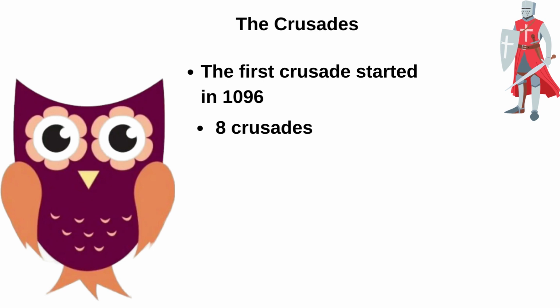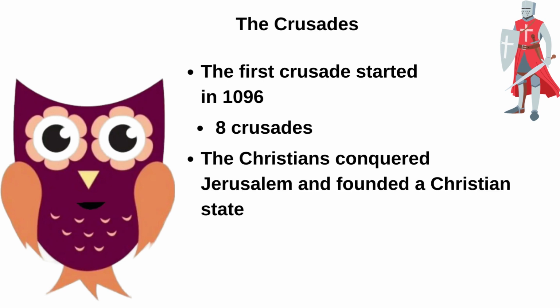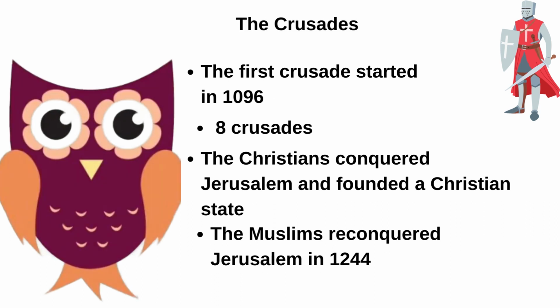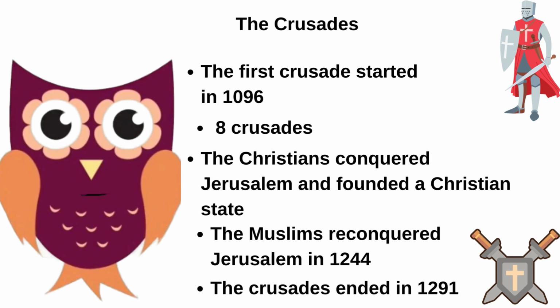The Christians gained control over Jerusalem and founded a Christian state there, but it was very weak. The Muslims regained control over the city in 1244, and although many other crusades were organized, the Christians could not take the city again. In 1291, the Crusades ended.